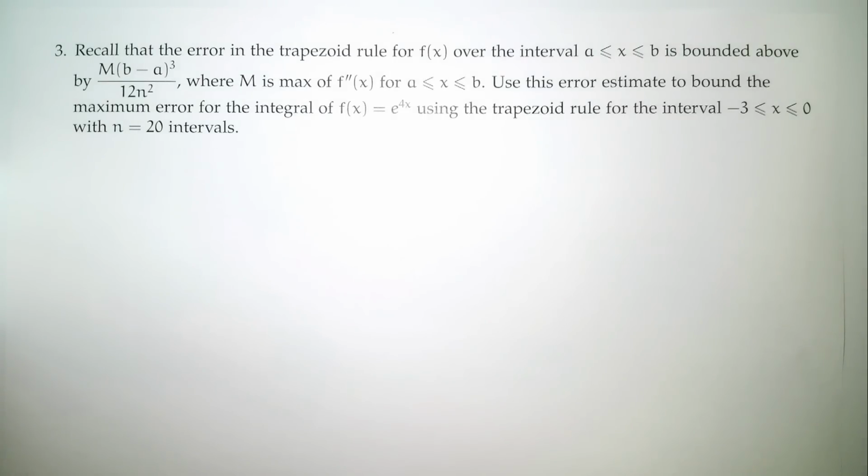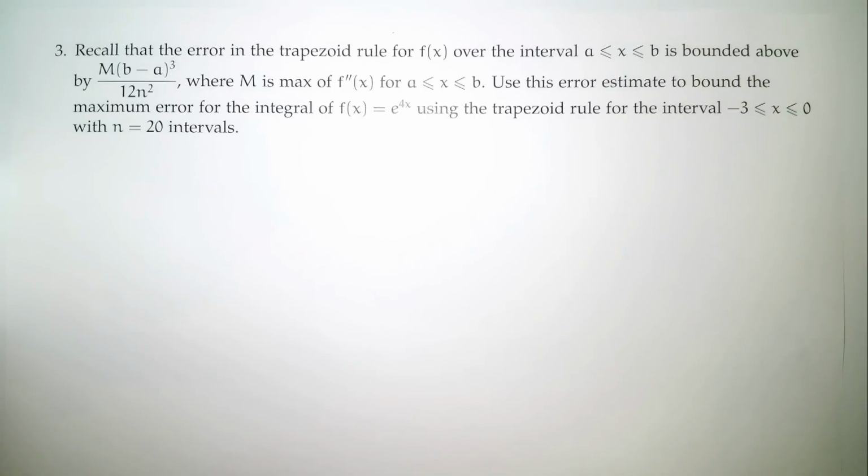Now, in case you're getting nervous, do I need to memorize this formula, M times (b minus a) cubed over 12n squared? I want to be very explicit about this. You do not need to memorize the formula. If we ask you about this, we will give you the formula. Very rarely have we asked about it, but just be ready in case you do. And so I want you to focus on using the formula.